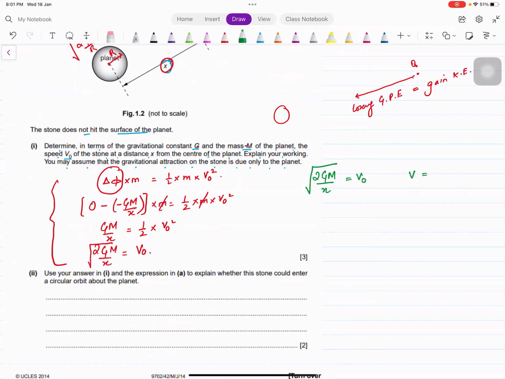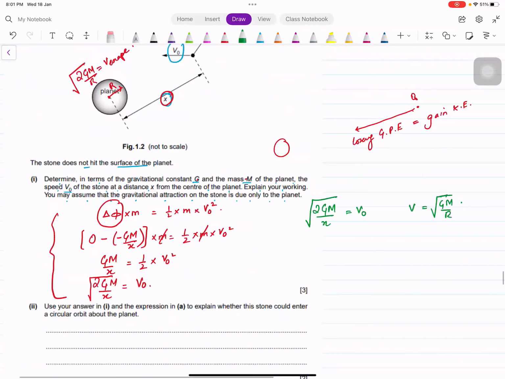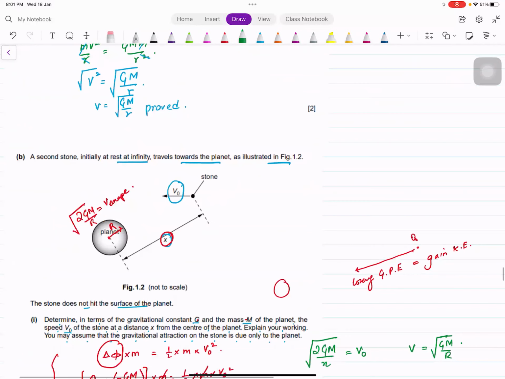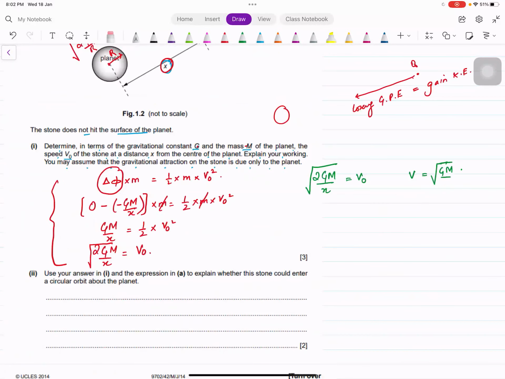And v is equal to the square root of GM over r. Okay, r is the orbit. Who can guess this, please? This is very important. You should see the difference between these two.